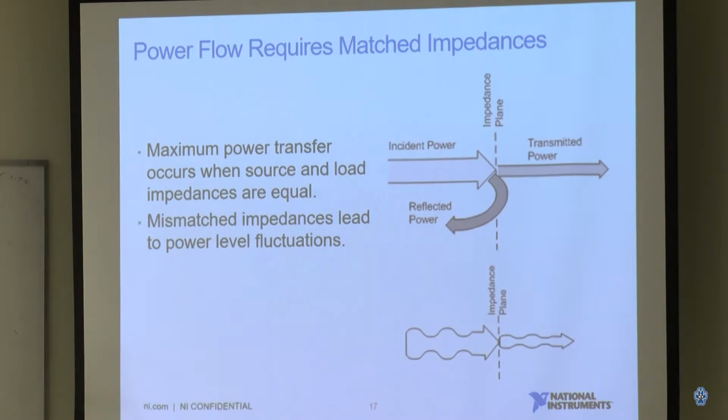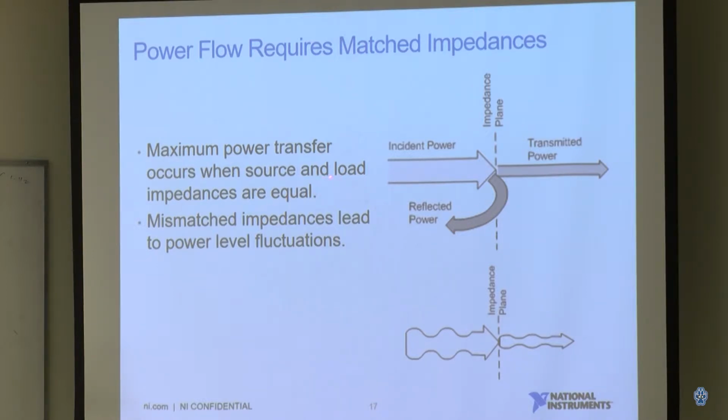Okay, so here is an example to show the power flow requirement, because all the power transmit and receive have an impedance medium, right? So let's say this is your impedance plane. You transmit power to this interface, and not all the power can go through to the receiver because you have impedance mismatch in the real world.